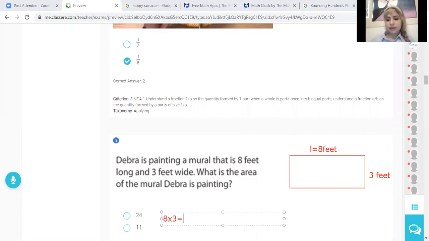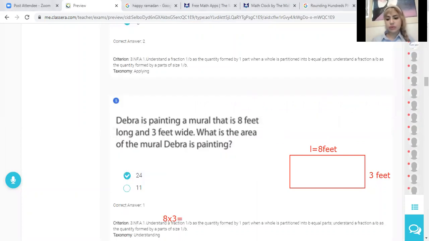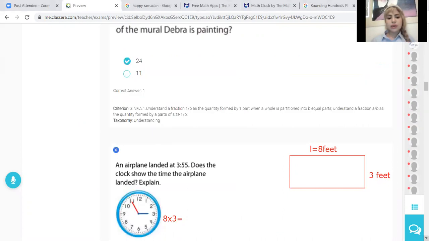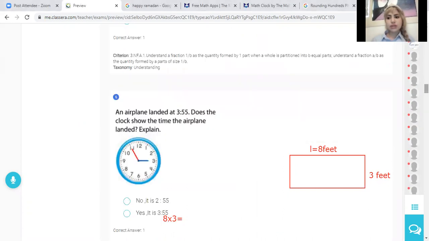Okay, my lovely girls, so the answer here is 8 multiply 3. I don't think it's 11. No, it is 24, my lovely girls. The answer is 24. Let's go here to this question.